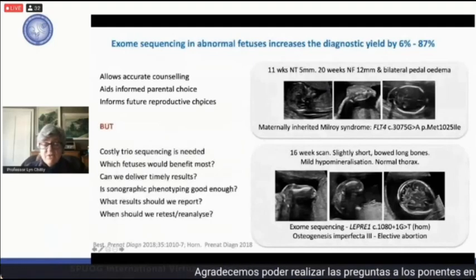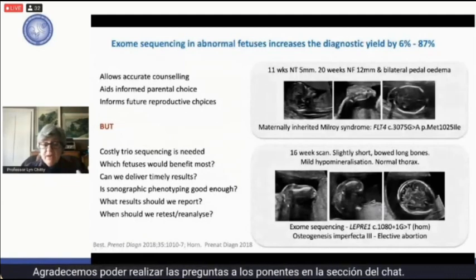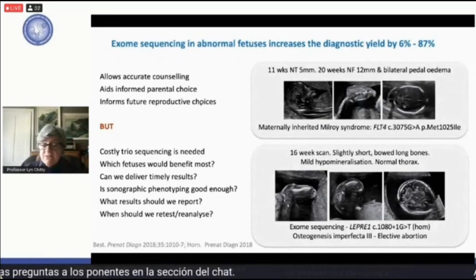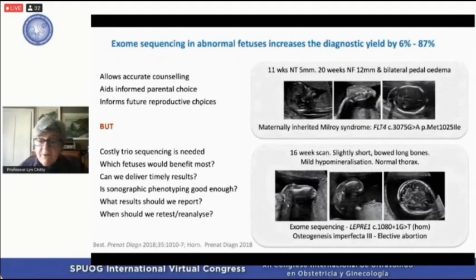Pero en ambos casos necesitamos hacer todas las secuencias y necesitamos saber qué fetos se van a beneficiar al máximo y si podemos ver los resultados a tiempo, ya que las secuencias prenatales en los niños toman muchos meses para obtener los resultados. En el embarazo necesitamos los resultados en 2 a 3 semanas. También hay que pensar si el fenotipo sonográfico es lo suficientemente bueno, entonces hay reportes especiales y analizamos o repetimos la prueba.